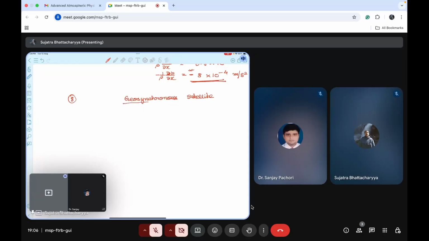Okay. So what is a geosynchronous satellite? It is a satellite whose orbital time period of rotation is the same as the time period of Earth's rotation.